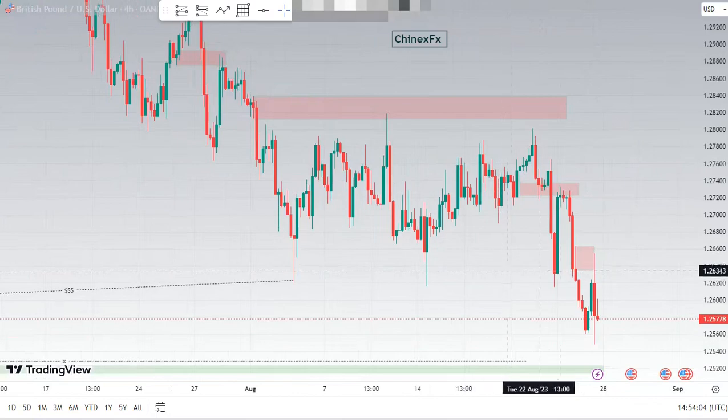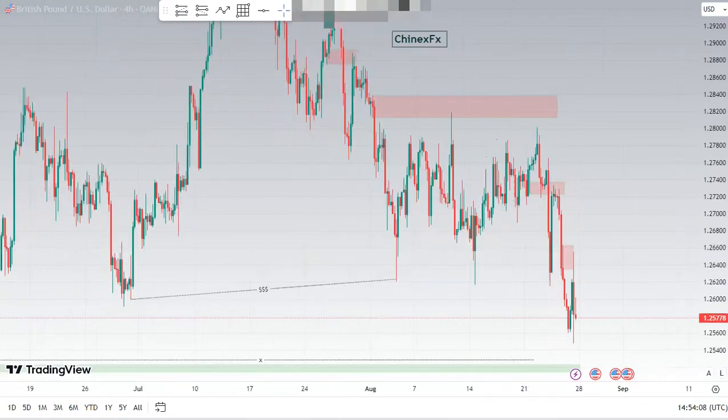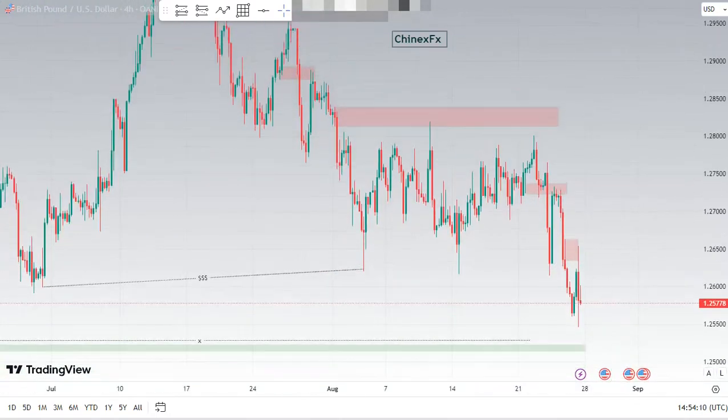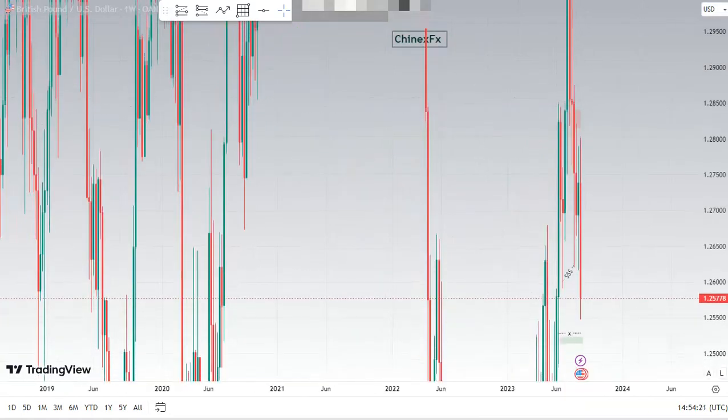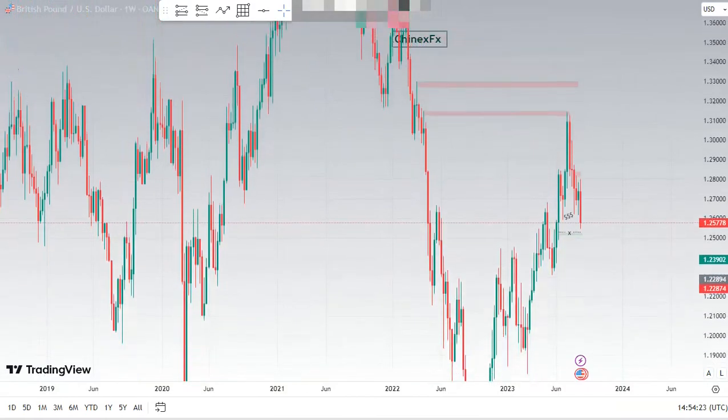Yeah, so for the week, what are we looking at? Let's do a top-down analysis, guys. So let's do a top-down analysis, as I always recommend. So firstly, let's look at the weekly time frame for GBP USD. Okay, so for the weekly time frame, what do we see here really quickly?